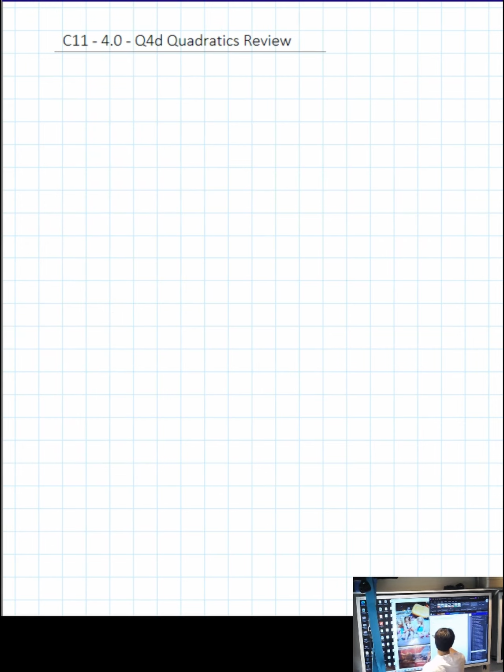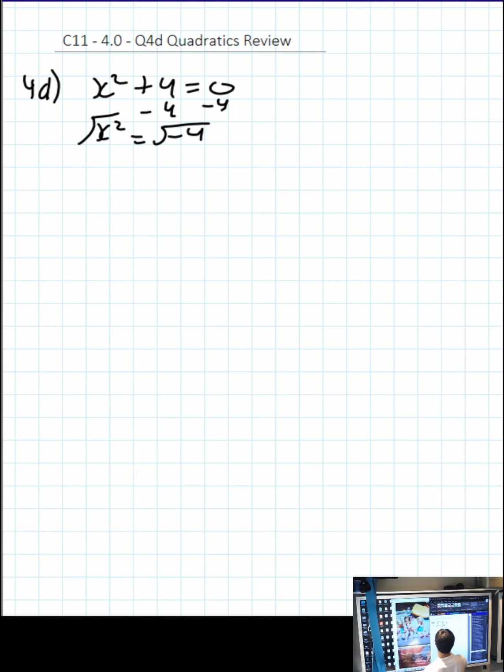Okay, we have 4D. So we have x squared plus 4 equals 0. Let's subtract 4 from both sides, minus 4 minus 4. X squared equals negative 4. Let's square root both sides. And can we square a negative? No, no solution.